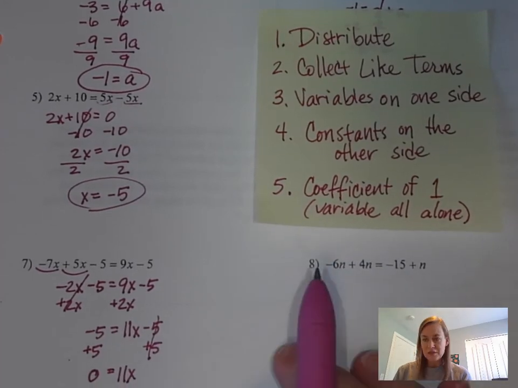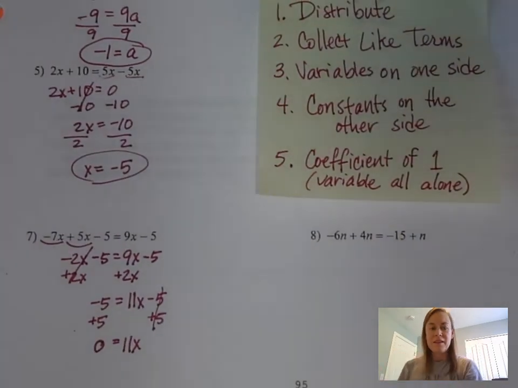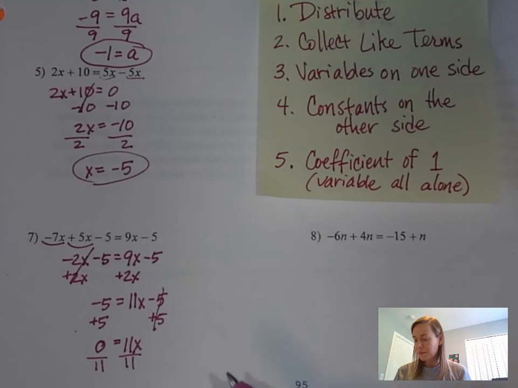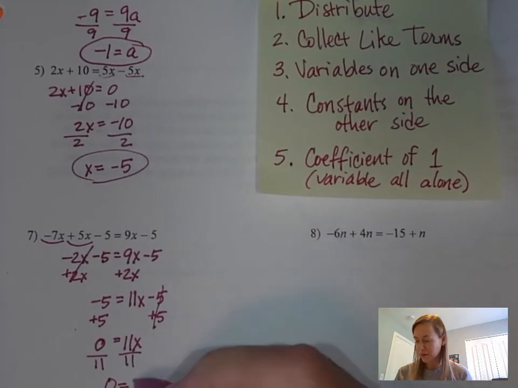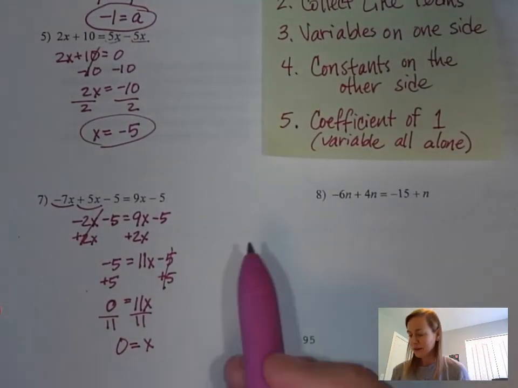Now you're going to need to divide both sides, and I need more room, don't I? Here we go. Now you're going to have to divide both sides by 11. And 0 divided by 11 is still just going to be 0. So x equals 0. There we go. X equals 0.